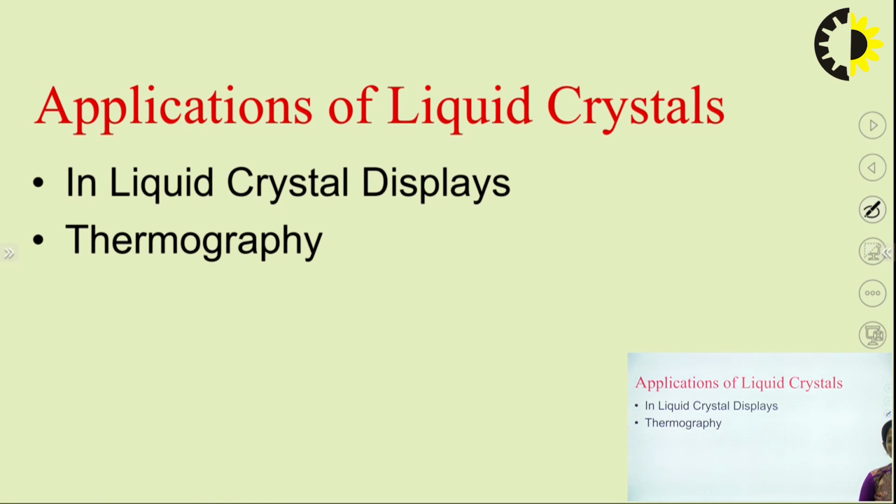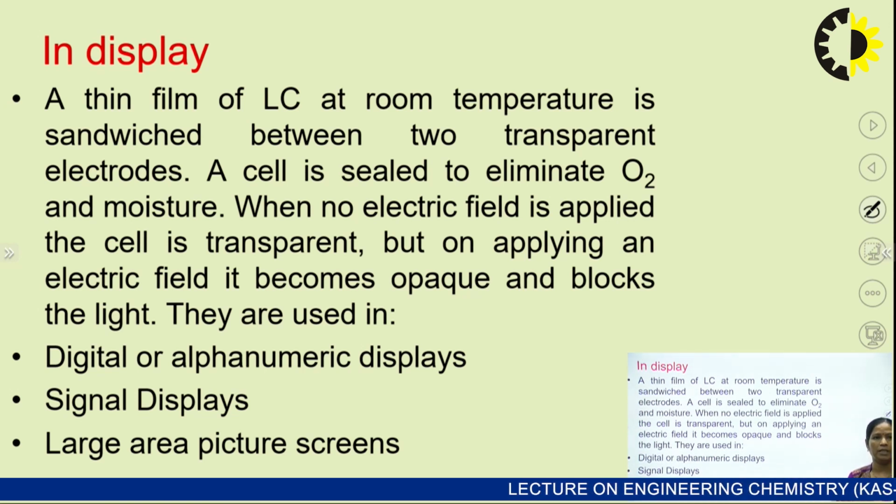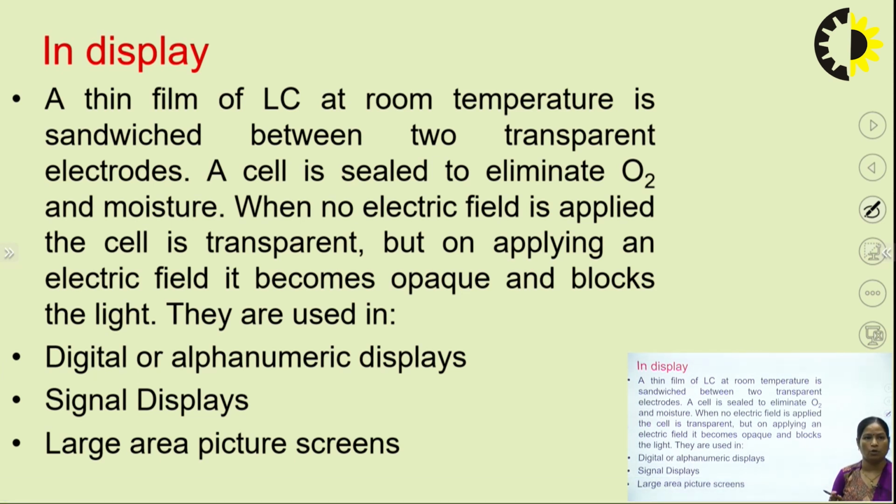Now coming to the next point of this lecture, that is application of liquid crystal. There are two main applications of liquid crystal. One is liquid crystal display, another one is thermography. In a liquid crystal display, a thin film of liquid crystal at room temperature is sandwiched between two transparent electrodes. The cell is sealed to eliminate O2 and moisture. When no electric field is applied, the cell is transparent. But on applying an electric field, it becomes opaque and blocks the light.